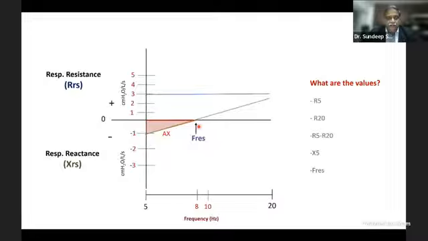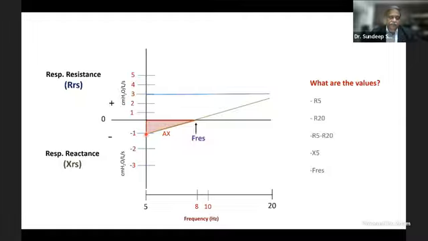So here is a starter. Here is a graph that I have drawn. I have shown you the resistance values over here, the reactance values over here. The unit is centimeters water per liter per second. Here is the frequency on the x-axis. So what are the values for R5? R5 is this point, which is 3 centimeters water per liter per second. Which one is R20? This point is R20, and that is also 3 centimeters water per liter per second. R5 minus R20 is 3 minus 3, which is almost 0. So R5 minus R20 is 0. X5 is this point over here, which is -1.